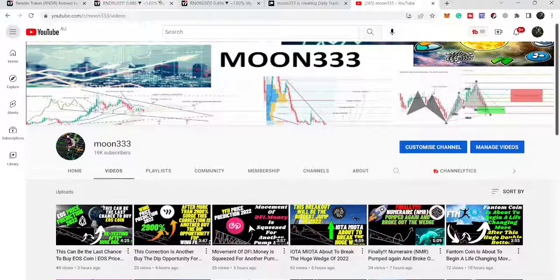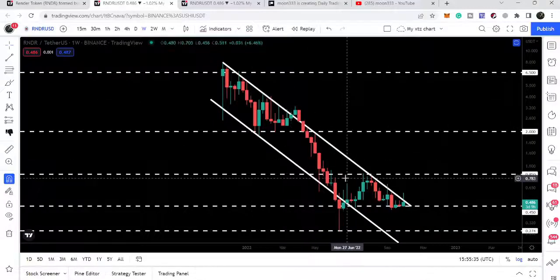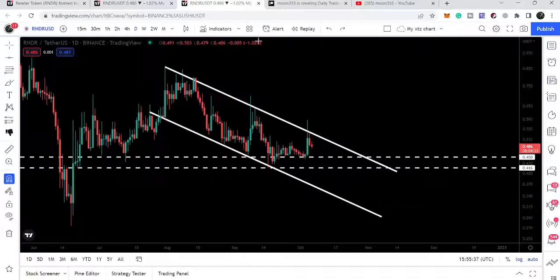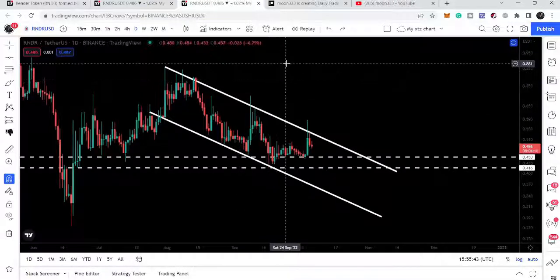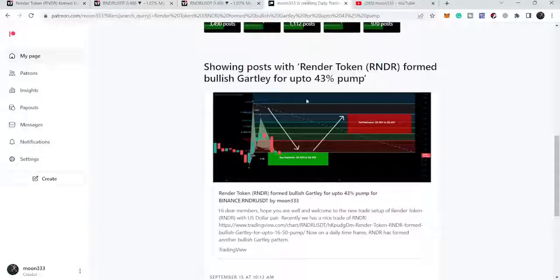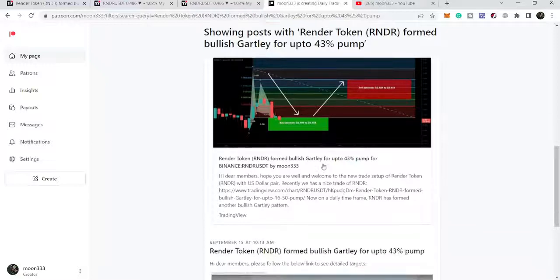In today's video, we will once again take a look at this big down channel's resistance, and I also want to show you the smaller down channel that has been formed on the daily time frame chart. And recently, the idea that I shared for my members, I was also showing you in my previous video as well. And from this potential reversal on, RNDR has also started the reversal move. I would like to show you this move as well.